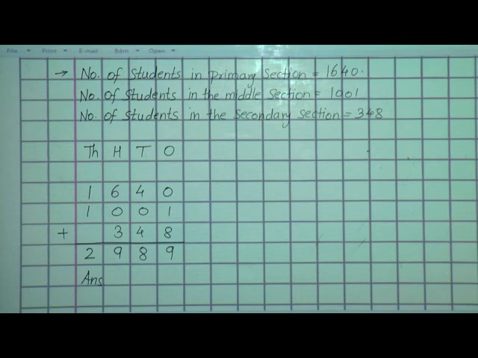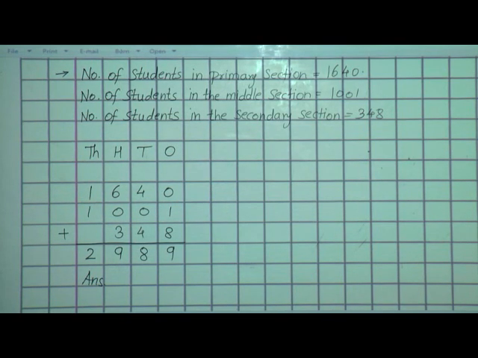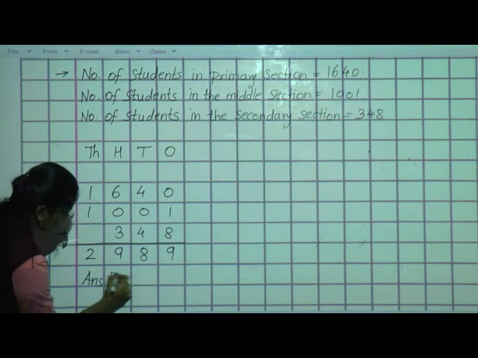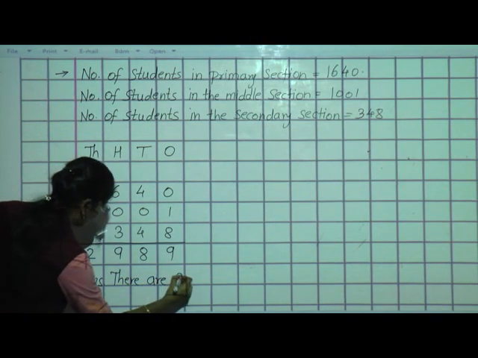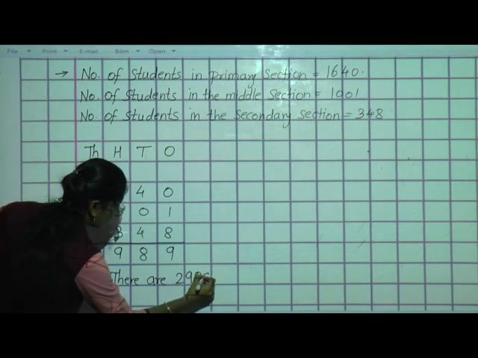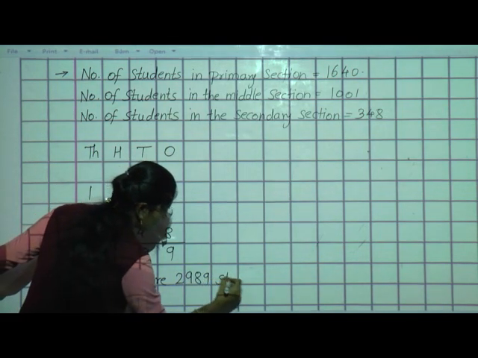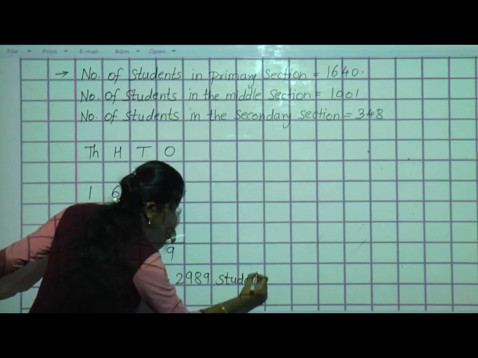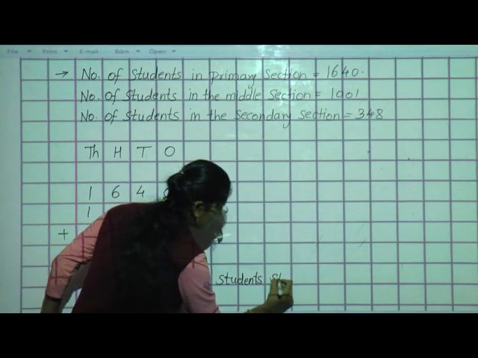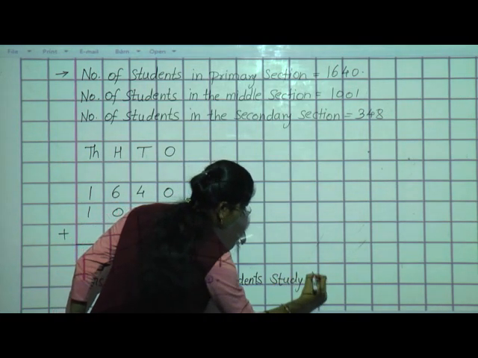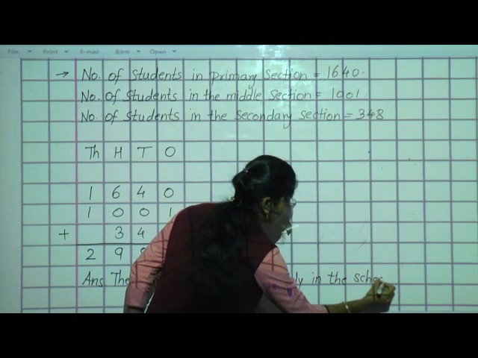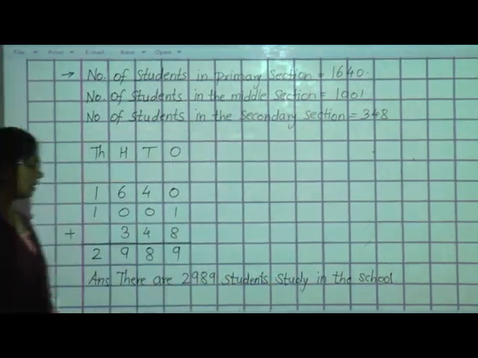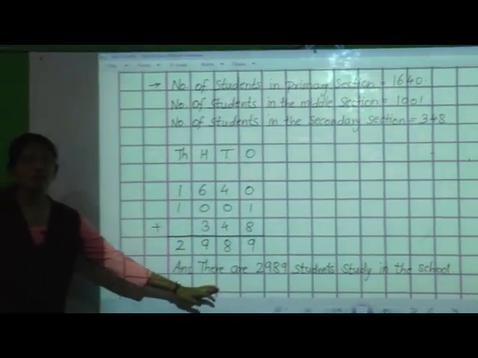2989. So how will we write the answer? How many students study in the school? There are 2989 students who study in the school. So in this way we can write the answer in a sentence.